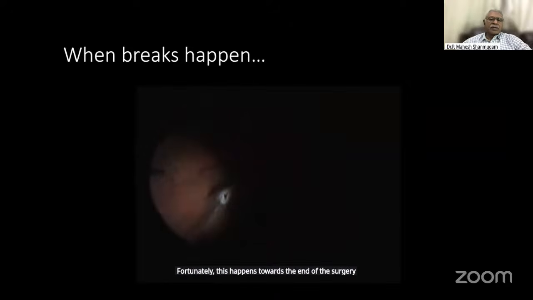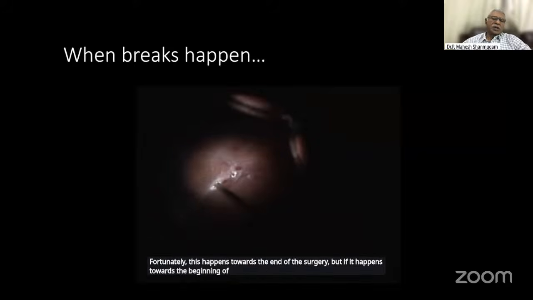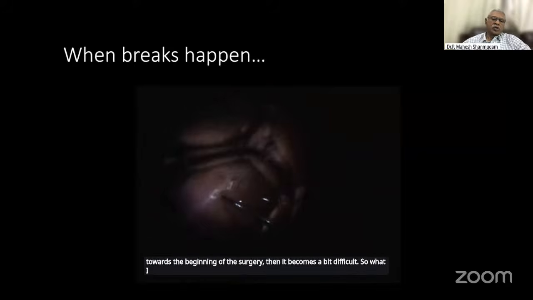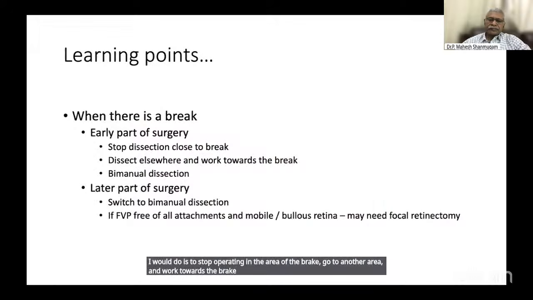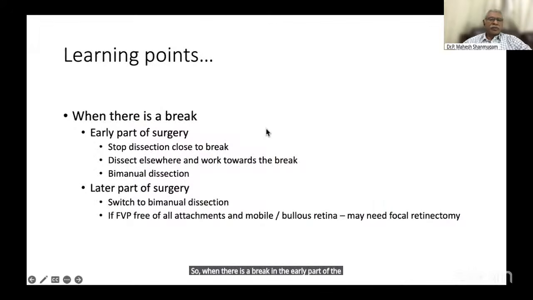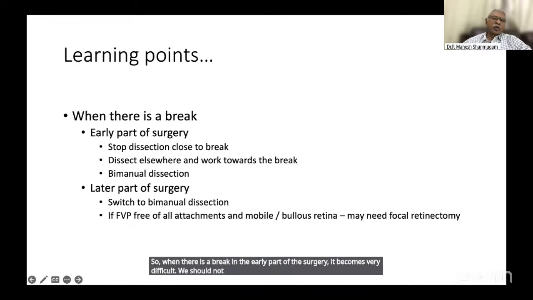But if it happens towards the beginning of the surgery, then it becomes a bit difficult. So what I would do is stop operating in the area of the break, go to another area, and work towards the break. When there is a break in the early part of the surgery, it becomes very difficult. We should not allow the retina to become bullous. If we allow the retina to become bullous, it becomes extremely difficult. We may have to abandon the case as well.